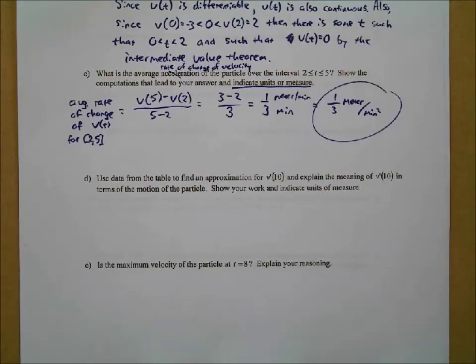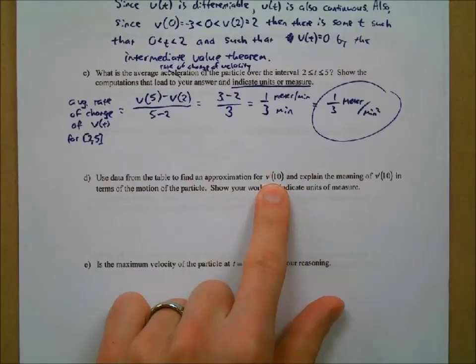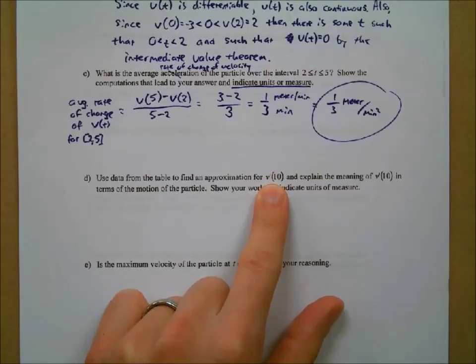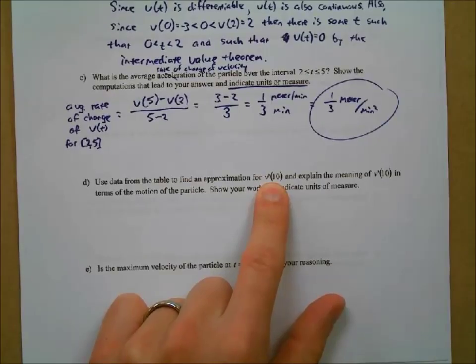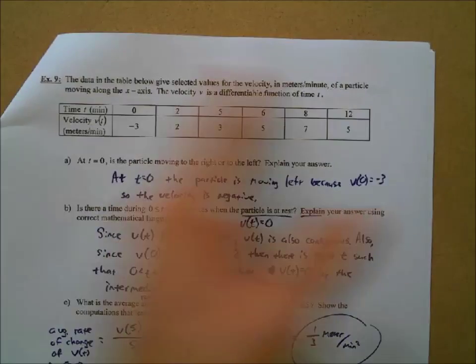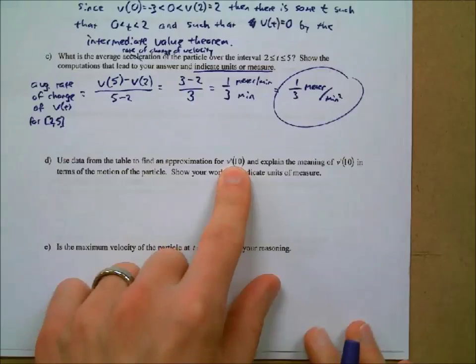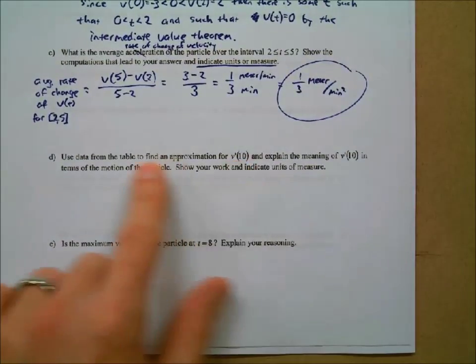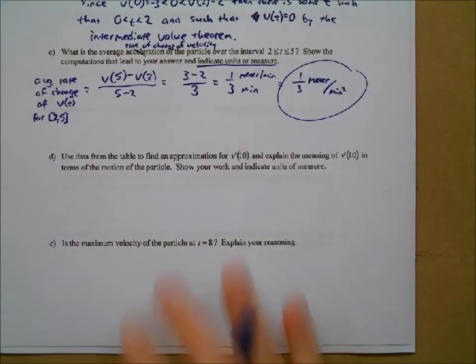Okay. Use data from the table to find an approximation for v prime of 10 and explain the meaning of v prime of 10 in terms of the motion of the particle. Show your work and indicate units of measure. Okay, so v prime of 10 is the same thing as asking for what? What's the derivative of the velocity describe? Acceleration. So this is essentially saying describe the acceleration at 10. But of course, all we have is information about the velocity, right? We want to know the instantaneous acceleration at 10, but we're going to approximate. Okay? We want to approximate.